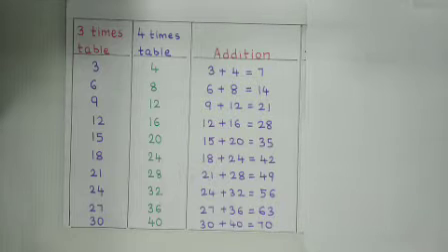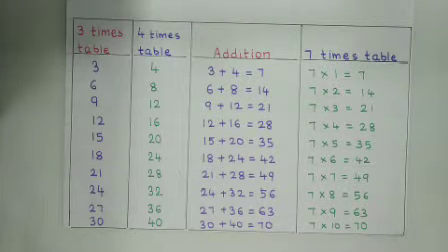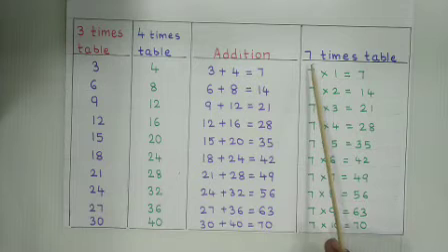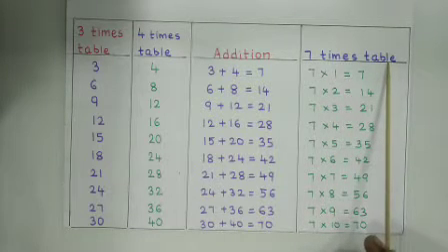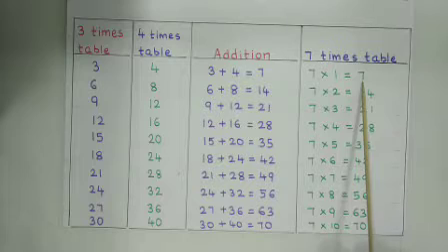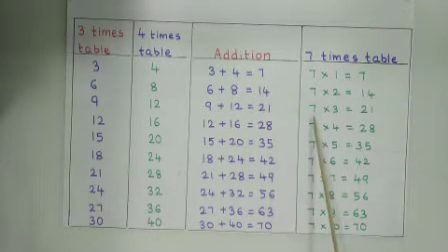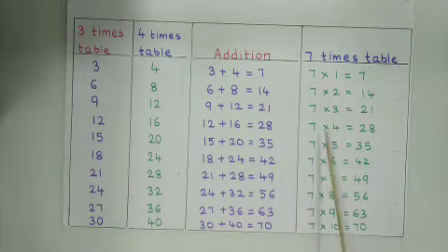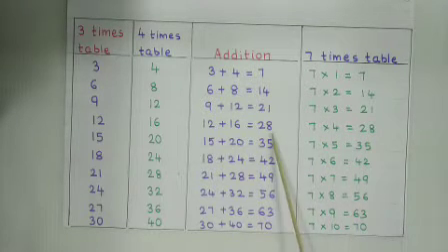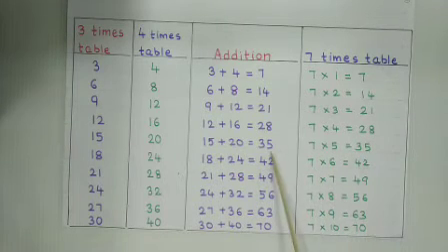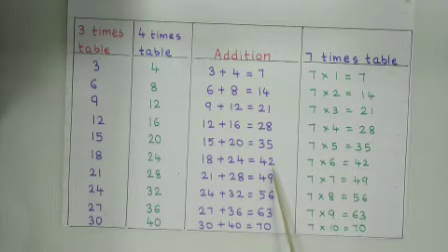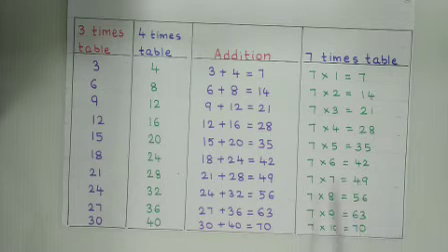Now these answers are related to table 7 times table. 7 ones are 7, 7 twos are 14, 7 threes are 21, 7 fours are 28, 7 fives are 35, 7 sixes are 42, 7 sevens are 49, 7 eights are 56, 7 nines are 63, 7 tens are 70.